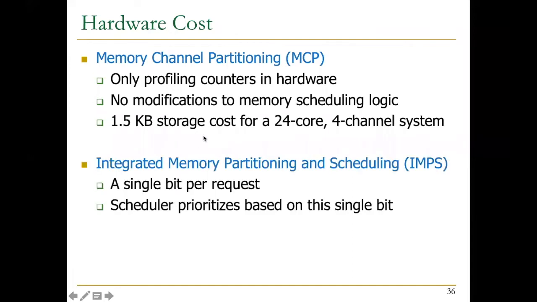Okay, IMPS, integrated memory partitioning and scheduling, complicates the scheduler just a little bit, but not a lot. Basically, you just need a single bit per request saying whether this request is coming from a very low memory intensity application. And you need logic, of course, to set that bit. That's it. The scheduler prioritizes based on that single bit. So there's no sophisticated ranking across many different categories. It's just a single bit that you need to consider while prioritizing. So it's not very complex, as you can see.